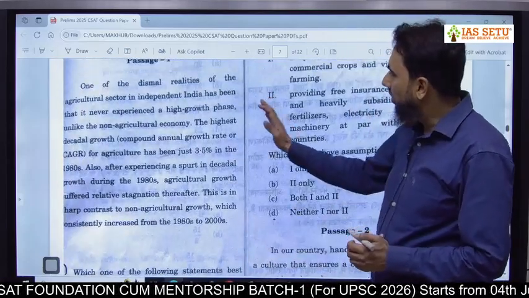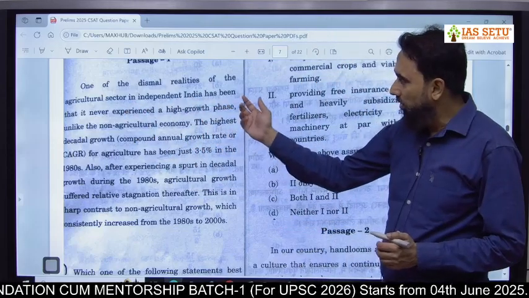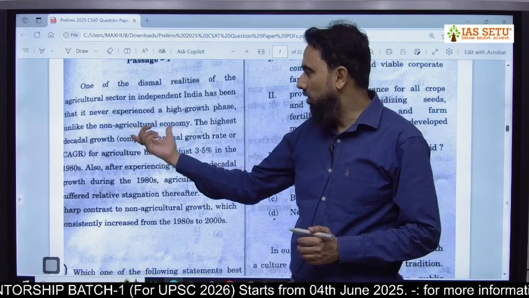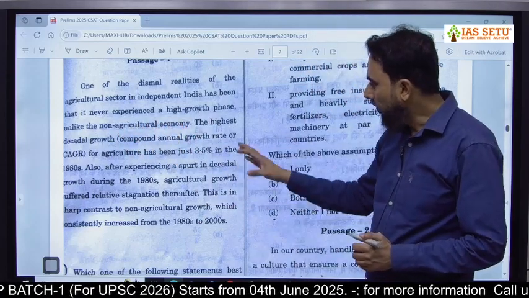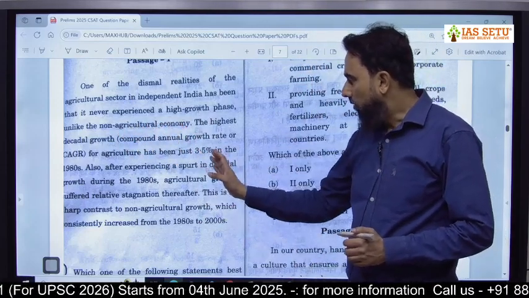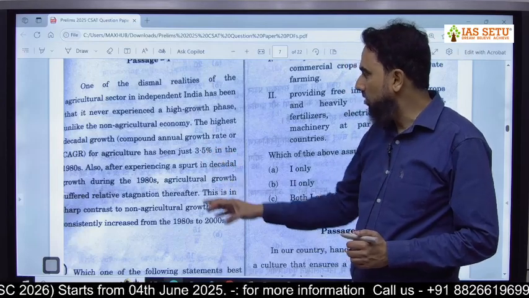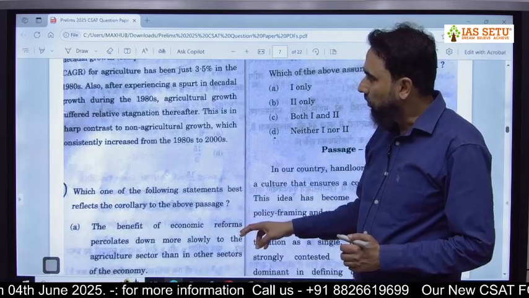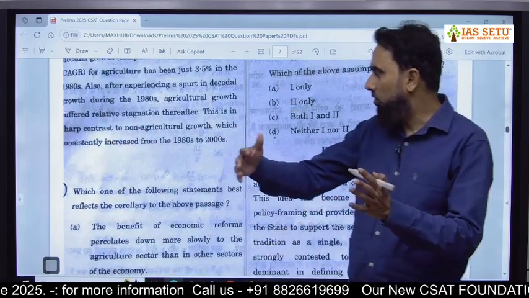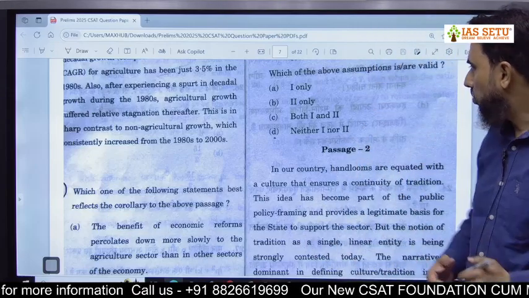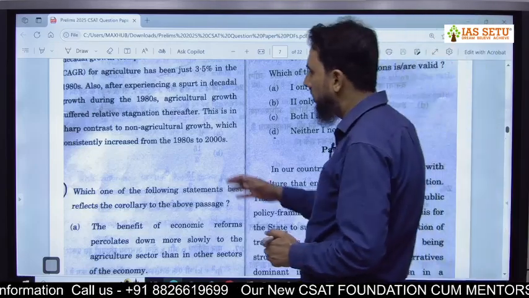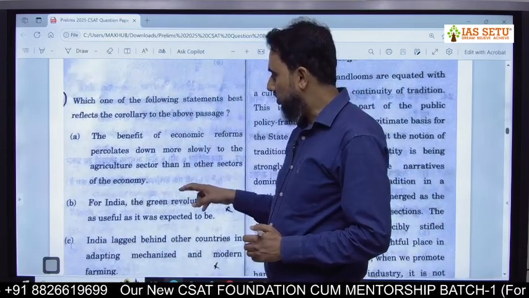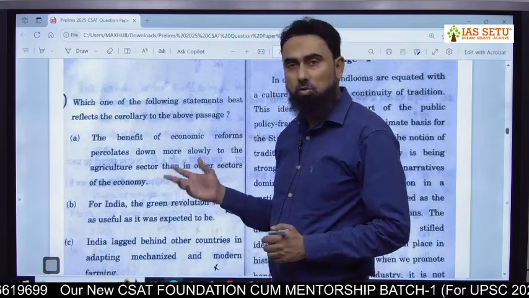One of the dismal realities of the agricultural sector in independent India has been that it never experienced a high growth phase, unlike the non-agricultural economy. Very small passage, then the author gives the data that it has been just 3.5% CAGR in the 1980s, and this is in sharp contrast to non-agricultural growth. So the non-agricultural economy growth has been much more and has been consistent, whereas the agricultural growth has been minimal, very dismal, as the author has said.